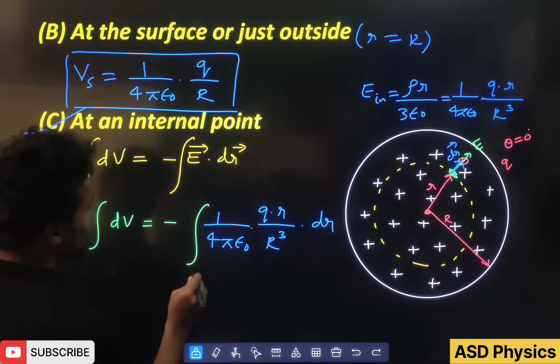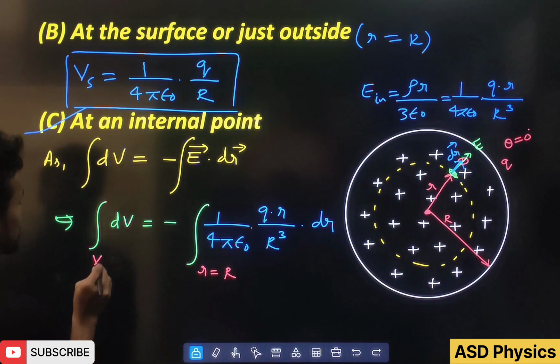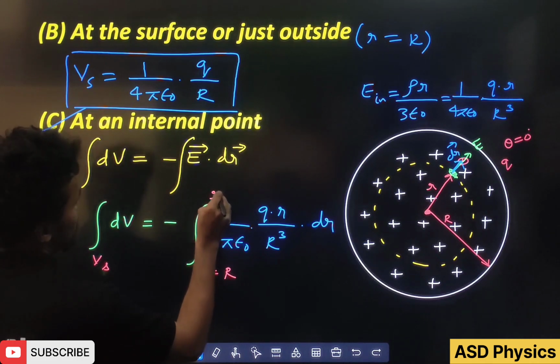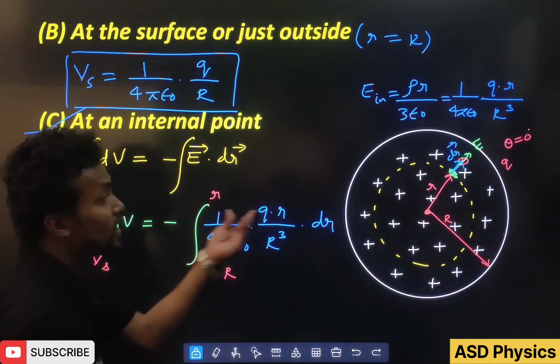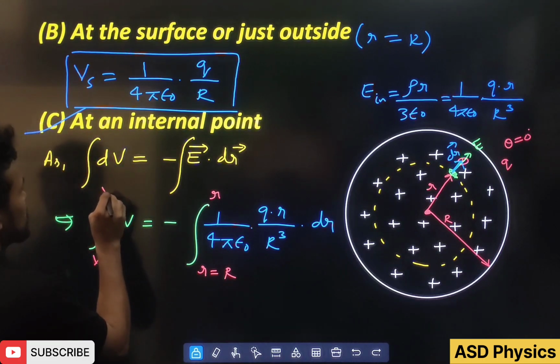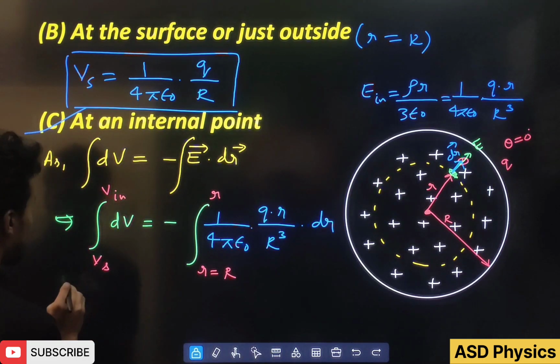Now students, we will put the limits here. So what will happen here? When small r equals capital R, we'll get the surface potential. And for a general point r, that means at point D, where we are inside. Point D is there, inside. So what will happen here, students?